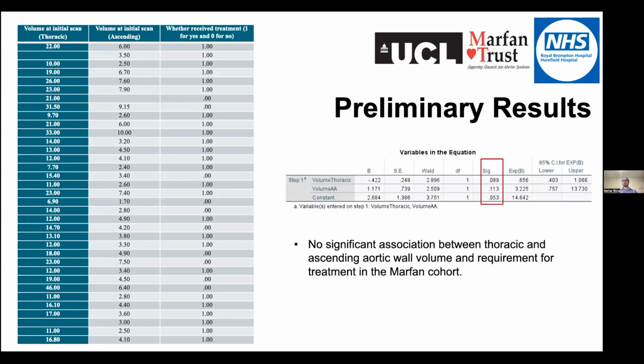There was no significant association between thoracic and ascending aortic wall volume, and we saw that this could not predict whether patients received treatment or not. Treatment includes patients receiving a personalized external aortic root support, mitral valve repair, aortic arch repair, or aortic root replacement.